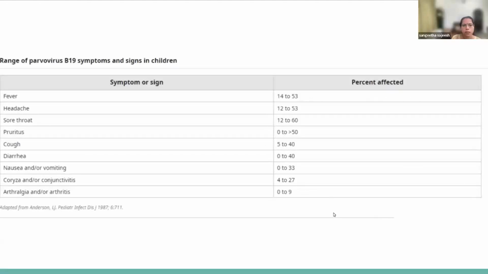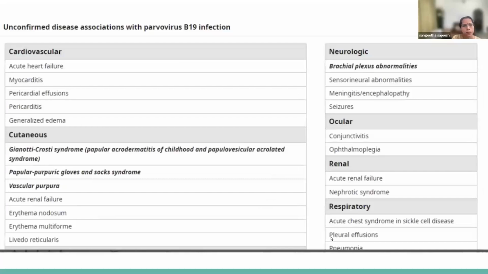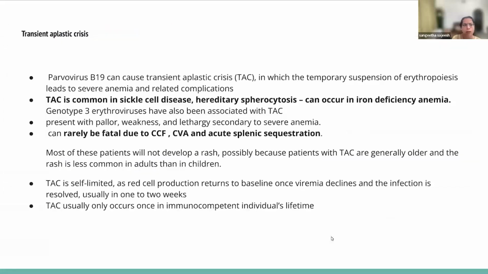So most of the symptoms, as you can see here, are mainly like a typical flu-like illness. But there are some other issues like myocarditis, pericardial effusions, and neurologic manifestations. There are many uncommon disease associations with parvovirus B19 infection, which are yet to be proved.